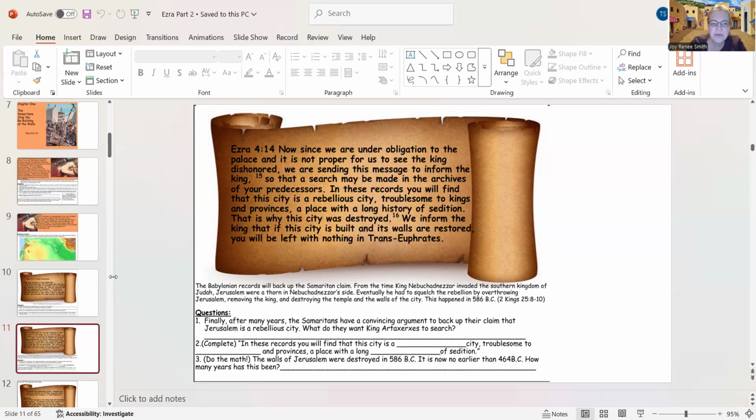We inform the king that if this city is built and its walls are restored, you'll be left with nothing in Trans-Euphrates.